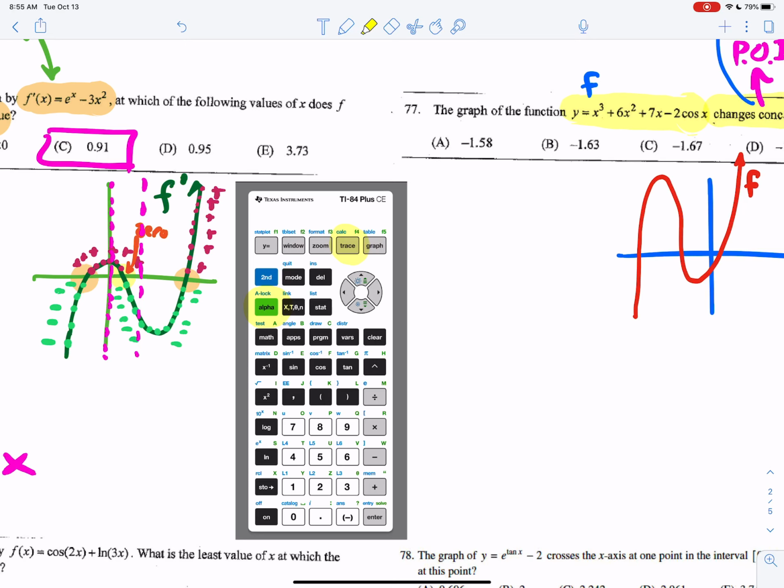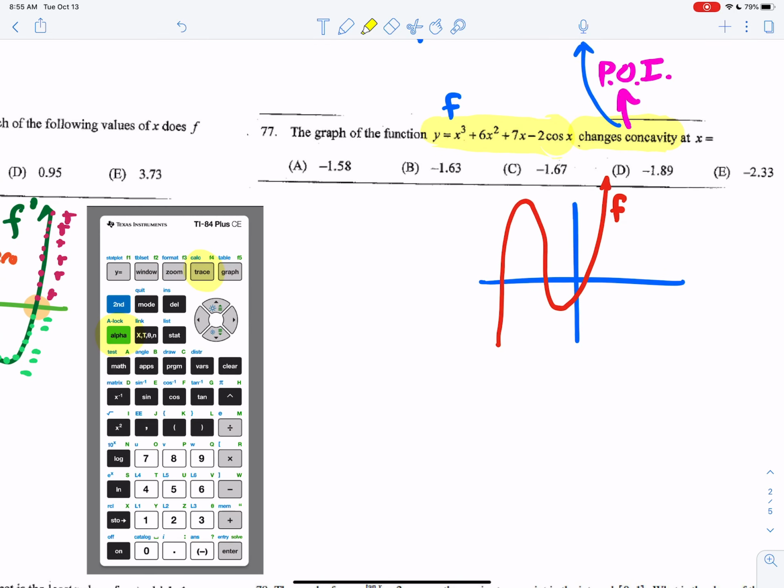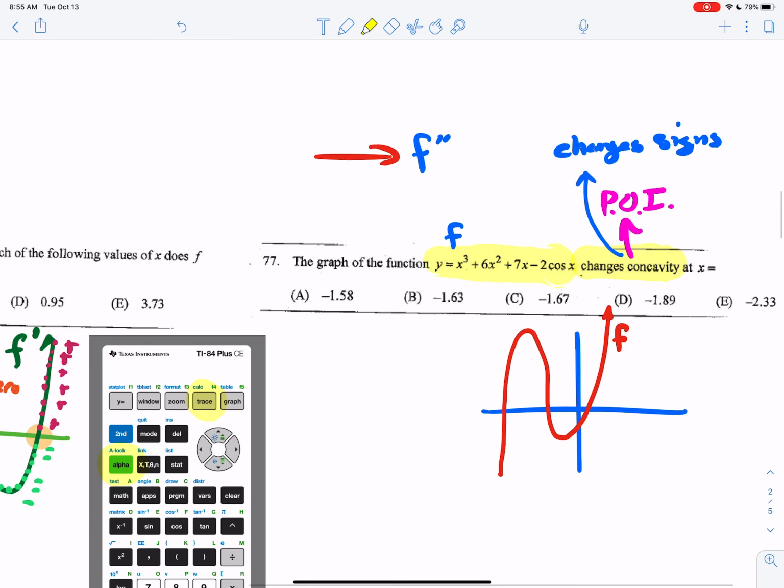Okay, so while we wait for that, remember, the graph of the function changes concavity at... We're looking at where the second derivative changes signs. And we can tell that it changes signs because it crosses through the x-axis here. We call that a 0. Okay? Isn't there a way to calculate a 0? Okay, we went over that.